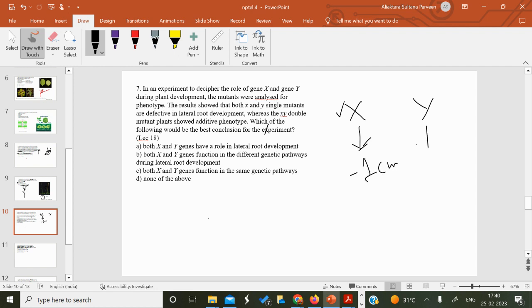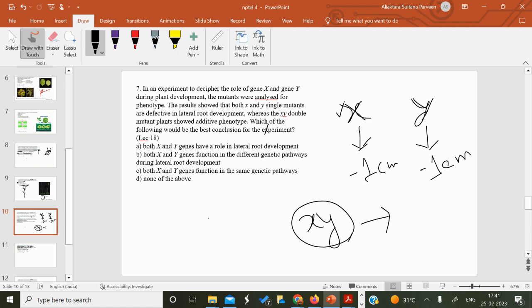So just imagine that the lateral root here is reduced by minus 1 centimeter. And for Y, suppose also compared to the wild type, it is reduced by 1 centimeter. Sorry, these are the mutants, not the wild type. Now when they check the double mutant, the plant in which both the X and Y genes are mutated, they see that lateral root development is affected by minus 2 centimeters. So what they're seeing is the additive phenotype.